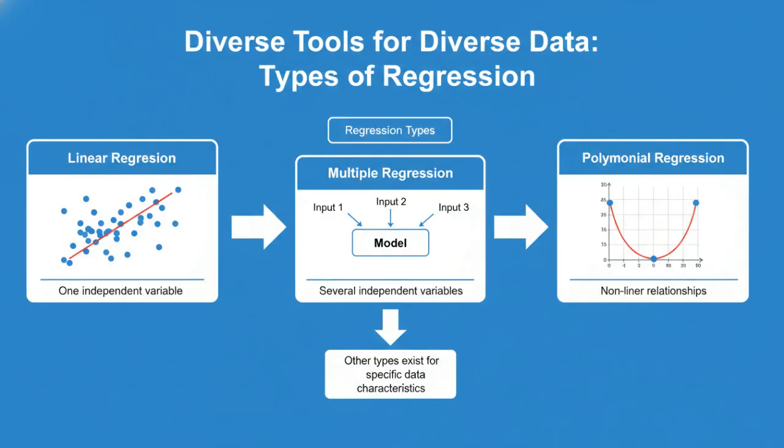Regression analysis isn't a one-size-fits-all solution. It encompasses a family of methods tailored for different data types and relationship complexities. The most fundamental is linear regression, which models a straight-line relationship between a single independent variable and a dependent variable. When you have several factors influencing your outcome, you'd move to multiple regression, incorporating multiple independent variables simultaneously. For situations where the relationship isn't a straight line, but perhaps a curve, polynomial regression comes into play, allowing for nonlinear modeling. There are even more specialized types, like logistic regression for categorical outcomes, each designed to tackle specific analytical challenges.